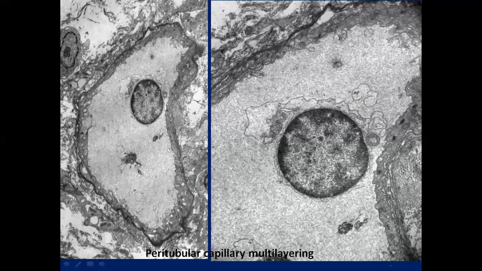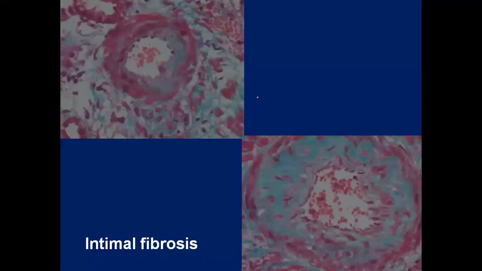This is a peritubular capillary under ultrastructural examination in EM. You can see multiple layers here, one like this, 2, 3, 4, 5, 6, 7 around. So if you find 5 to 7 layers in 3 peritubular capillaries, multilayering is there. That is also consistent with a chronic antibody-mediated process.